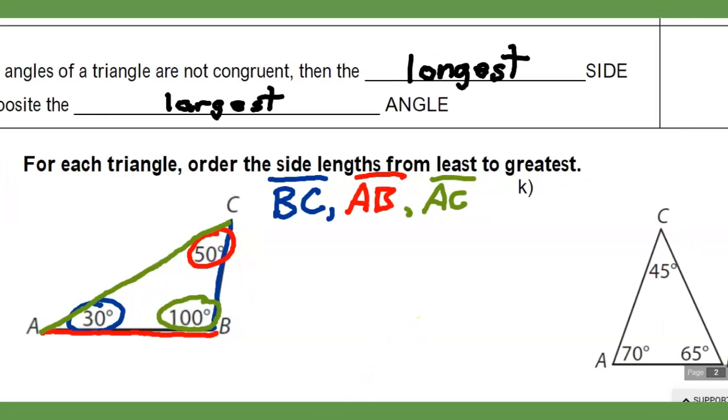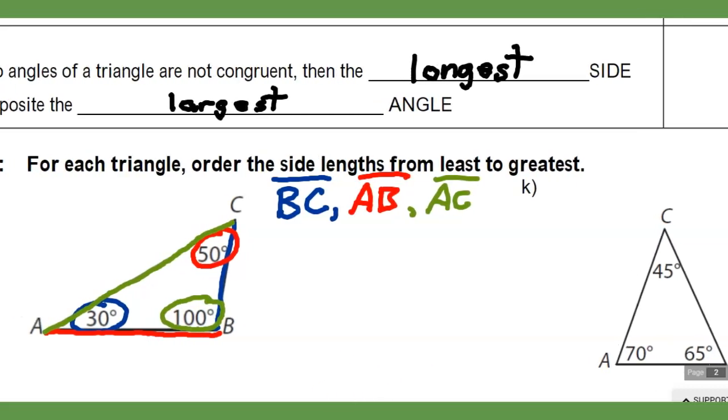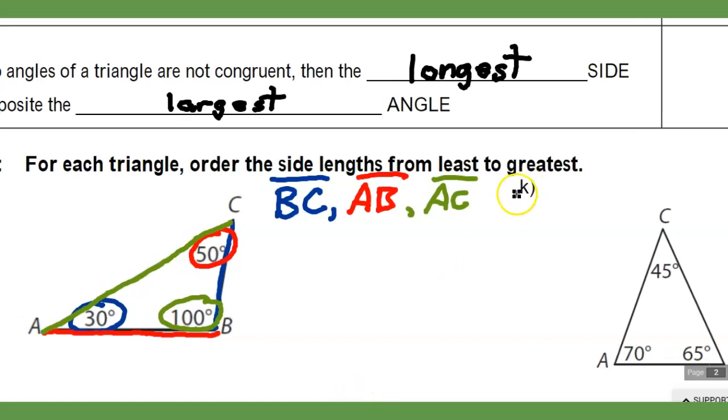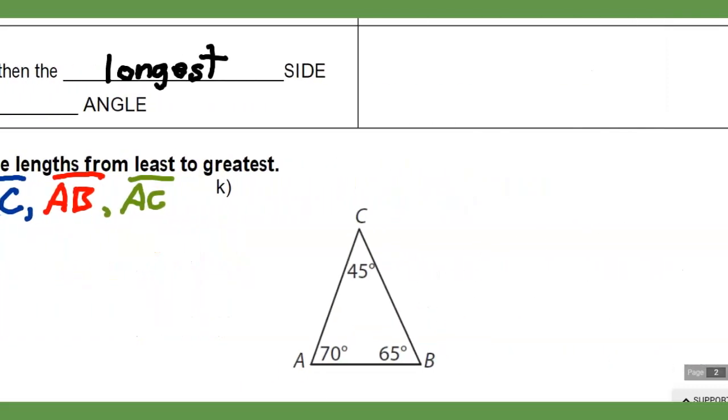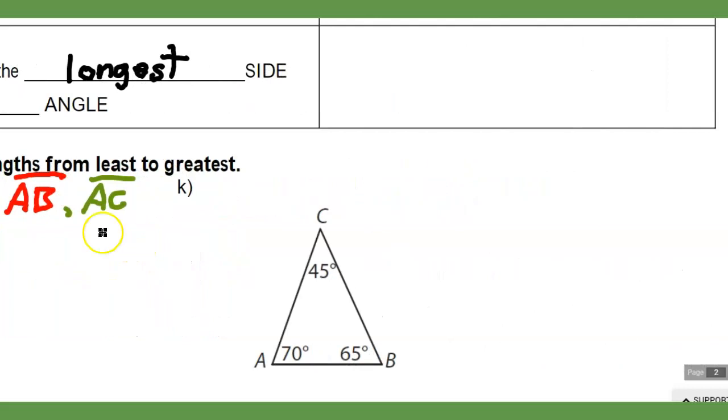All right. And I think on all the questions, it's usually least to greatest, but double check the directions just to make sure it doesn't say greatest to least, because you can have all these correct and just have them in the wrong order if you don't read the directions carefully. All right, so one more and we're done.